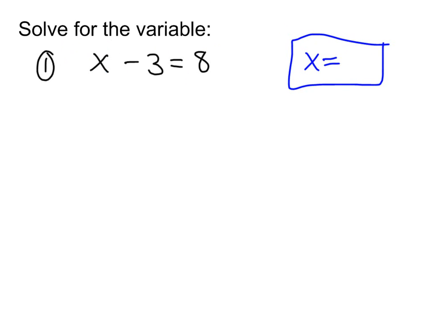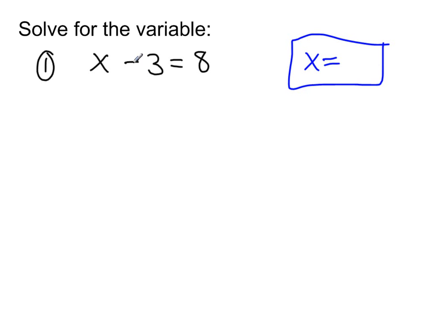So let's solve for the variable. Let's say the first one we're going to have here is x minus 3 equals 8. So we want to solve for x. Whenever we write a solution, we always have x equals some value. That's our solution. So we need x by itself. Currently there's a minus 3. We don't like that, so we want to undo it.